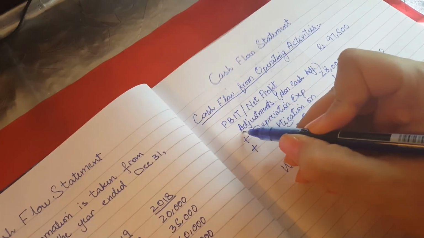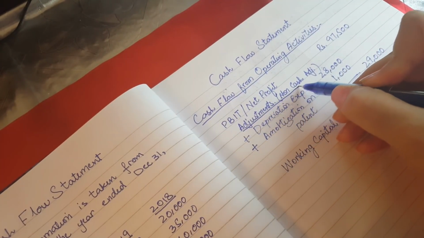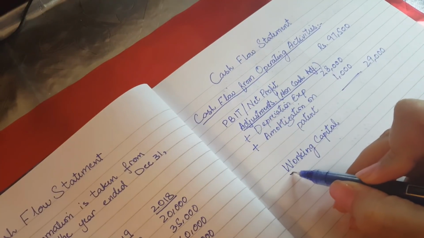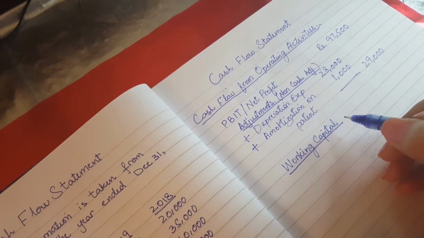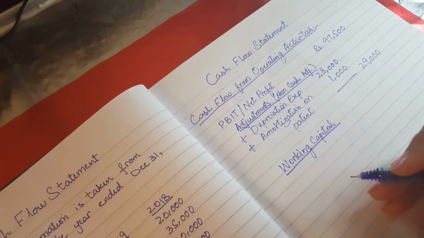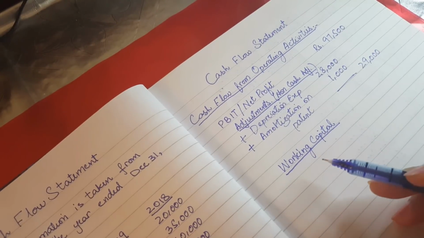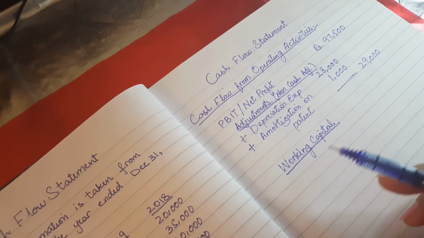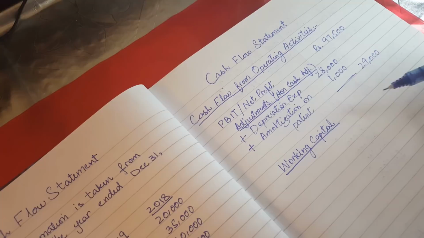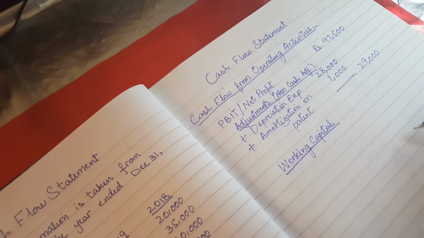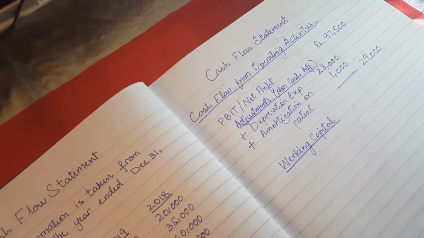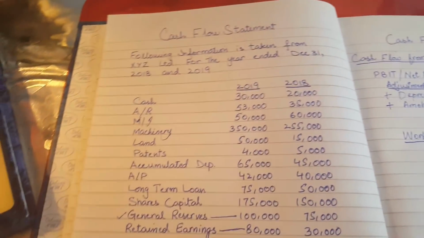So guys, this was the heading for adjustments of non-cash items, and now we are dealing with working capital. Working capital includes current assets and current liabilities. It means any changes in current assets and current liabilities will be either added or subtracted here. So let's see what working capital is mentioned here.